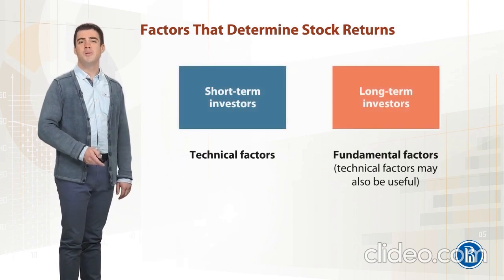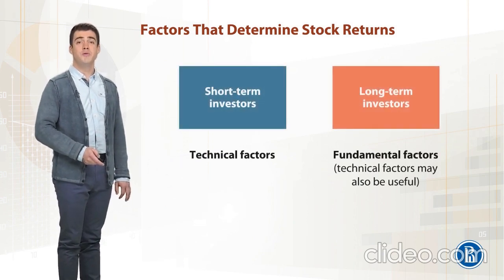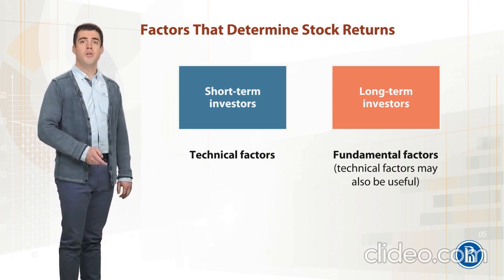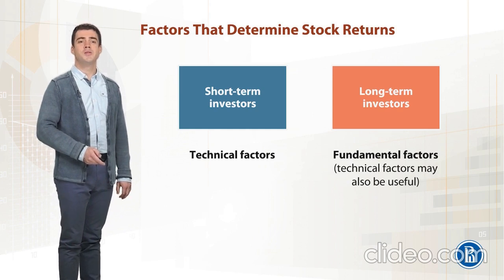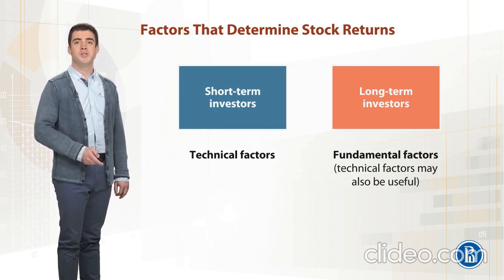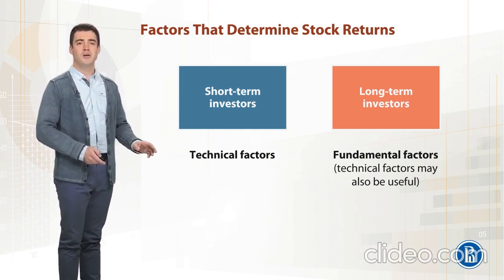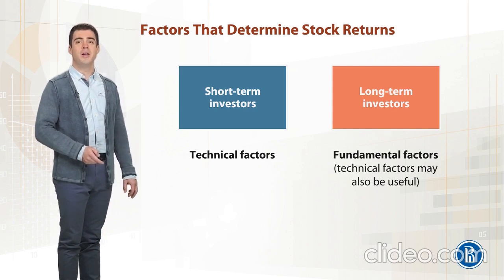Indeed, different types of investors depend on different factors. For example, short-term investors and traders tend to incorporate and may even prioritize technical factors. On the contrary, long-term investors prioritize fundamentals and recognize that technical factors do not play an important role.